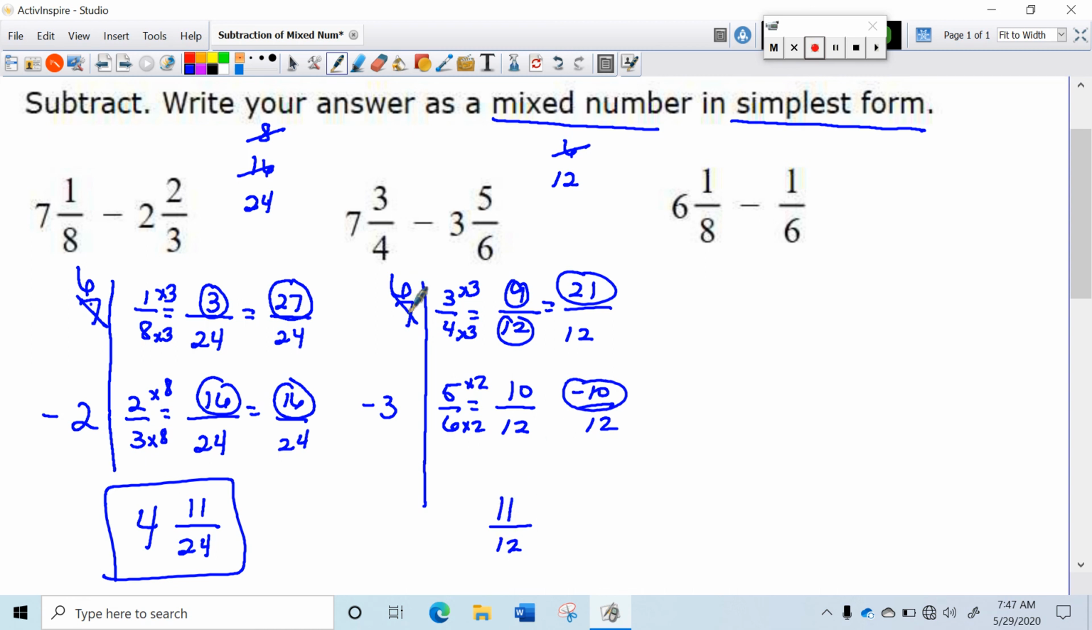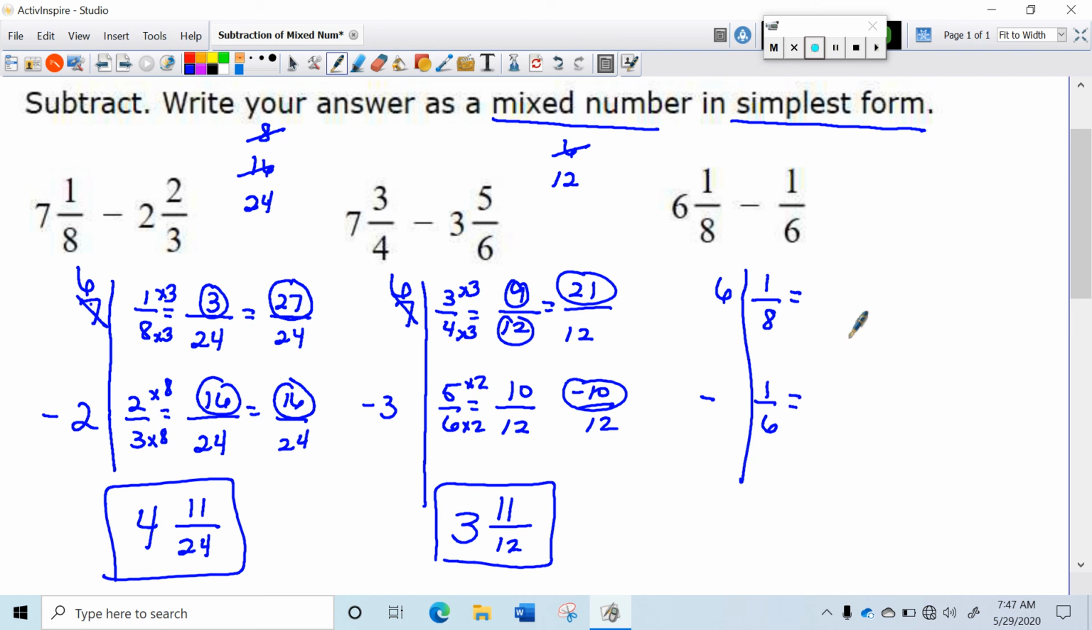Now come and do the whole number part. 6 take away 3 is 3. So 3 and 11/12. So on the next one, 6 and 1/8 minus, there's no number here, so I'm just going to say 1/6. It's just a fraction part.